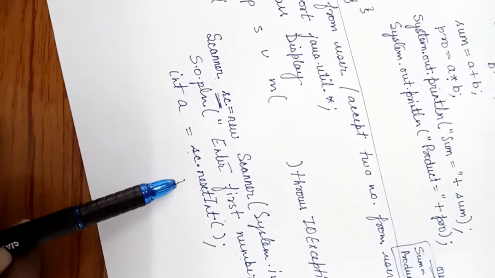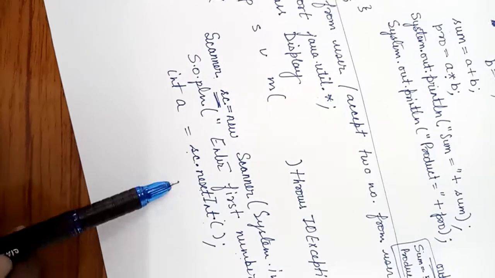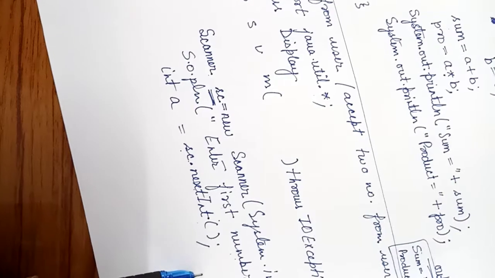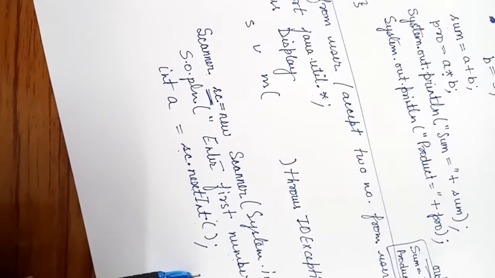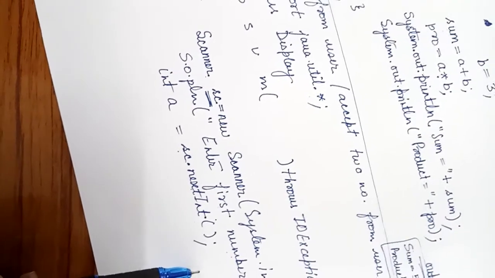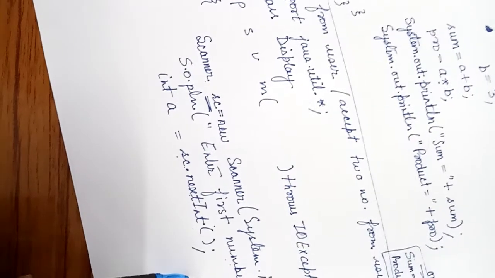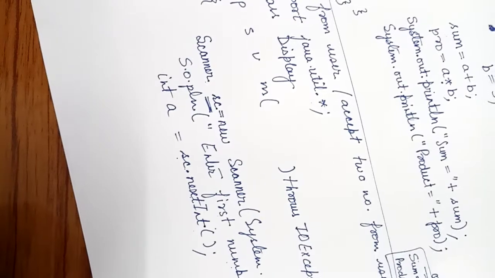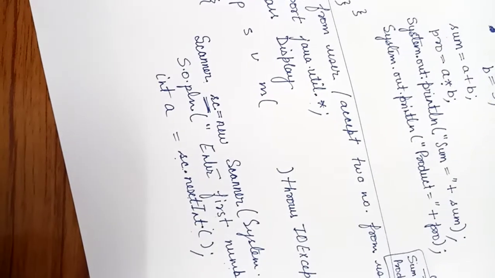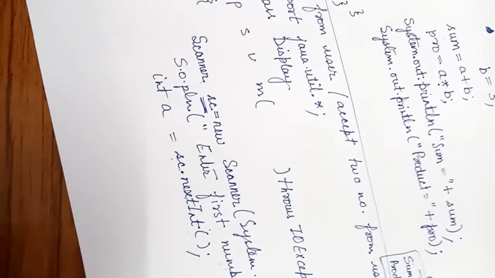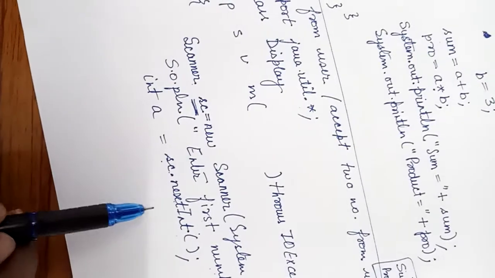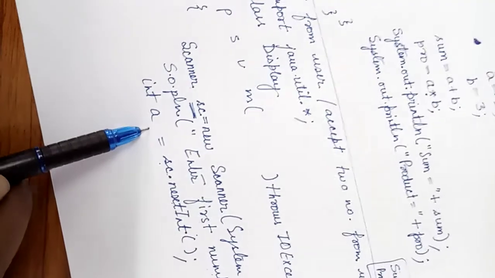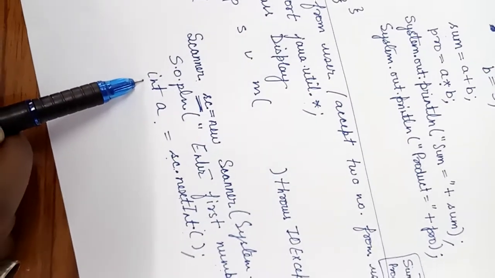For float you will write nextFloat, for double nextDouble, for character next().charAt(0) for the first character, a single character. For a string of one word, if one word is there, next, and for a line, a sentence or string with spaces, you will use the nextLine method. So as we are reading nextInt, an integer, we are storing that within a variable a that is of integer type.